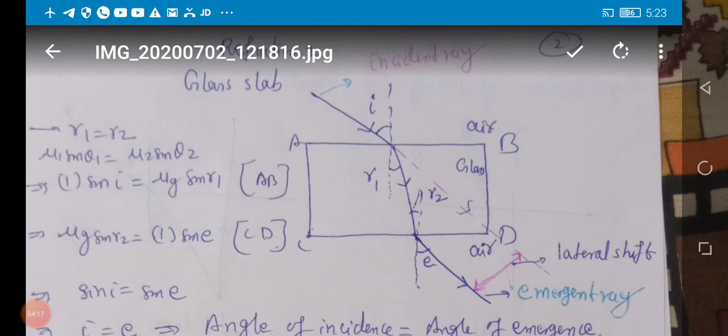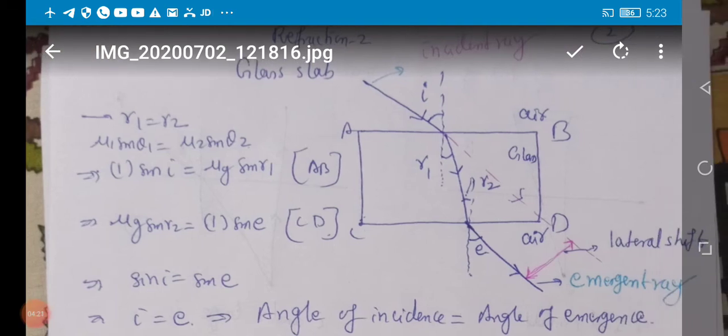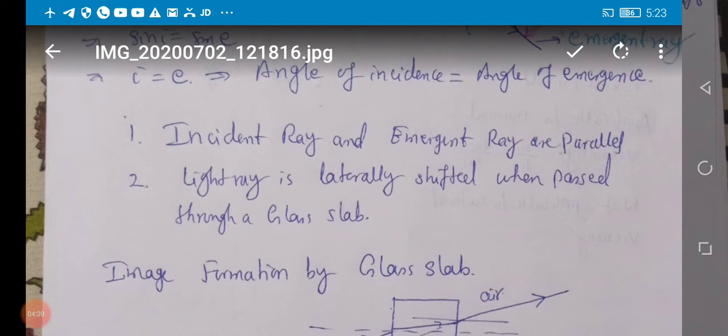I have shown the mathematical proof here, student. So two points which you have to remember. One, the ray passing through the glass slab: the incident ray and the emergent ray are parallel. And the second, the light ray is laterally shifted when passed through a glass slab.